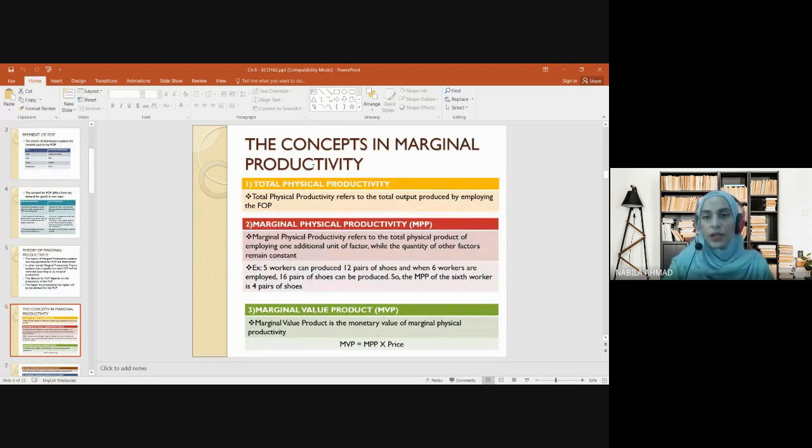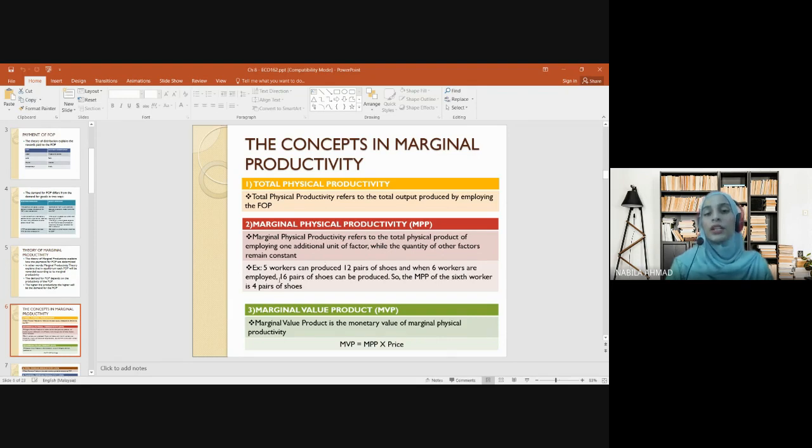Okay, so we have this concept of marginal productivity. Okay, total physical productivity, it is the total output produced by employing the factors of production. Dia lebih kurang sama macam chapter 6, total product. Dengan adanya labor, berapa banyak labor ini dapat menghasilkan barang. Marginal physical productivity refers to the total physical product of employing one additional unit of factor while the quantity of other factor remain constant. Ini adalah macam marginal product.